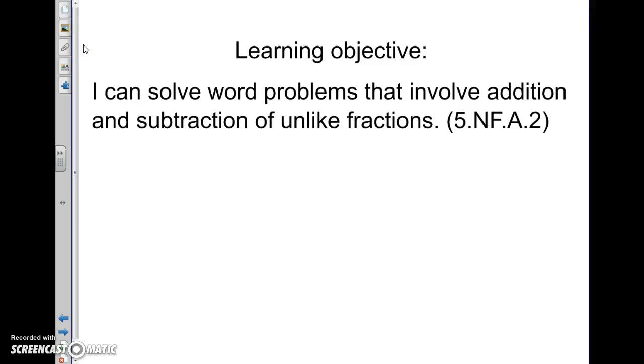Our learning objective today: I can solve word problems that involve addition and subtraction of unlike fractions. 5th grade standard, Numbers and Operations, Fractions, A2.